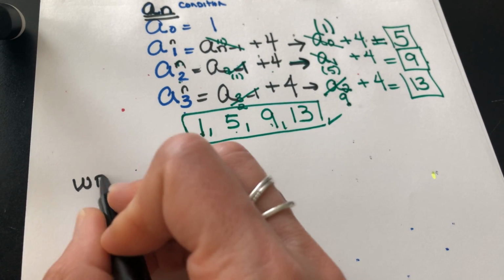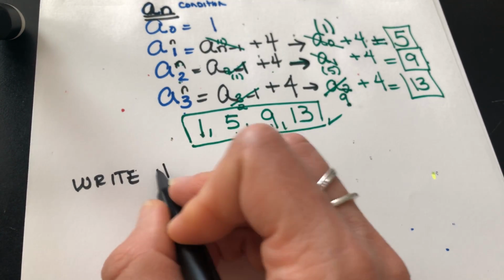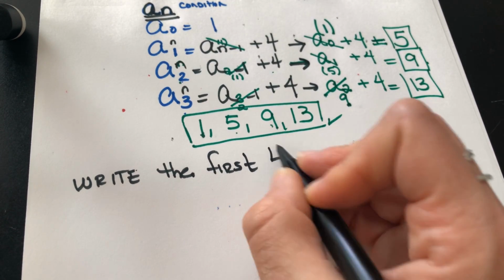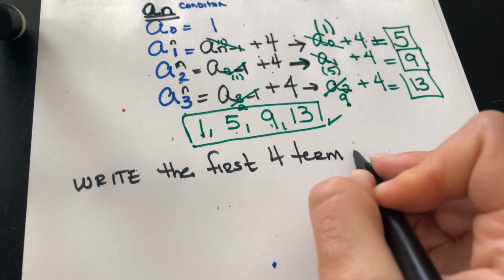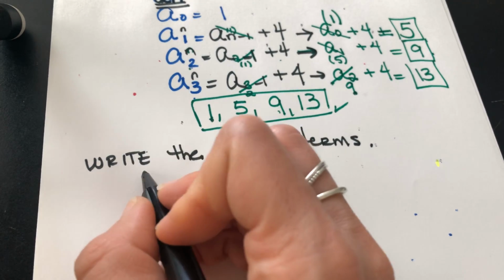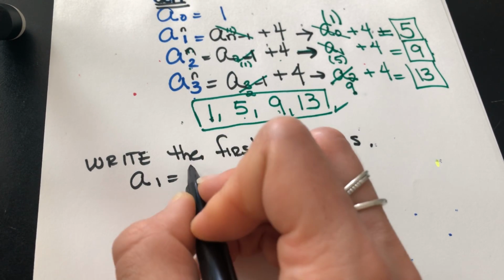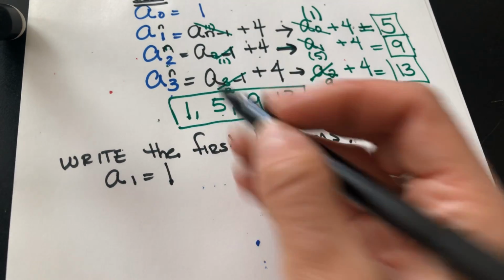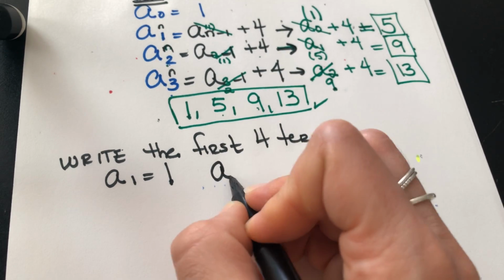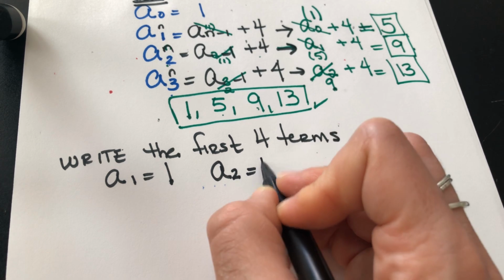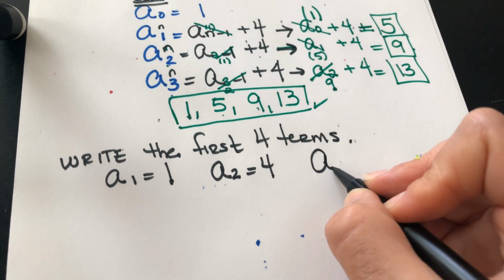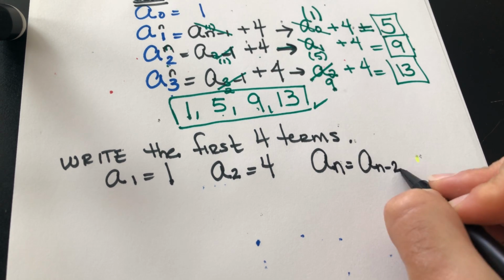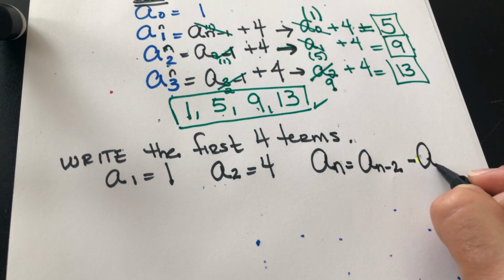So again, I'm going to ask you to write the first 4 terms. Here I'm giving you A1 is 1. I'm going to make it a teeny bit harder because I think this is pretty simple to start with. And then I'm going to say, A2 is 4. And then I'm going to tell you, here is your rule. So again, just jot this down, and I will explain it.